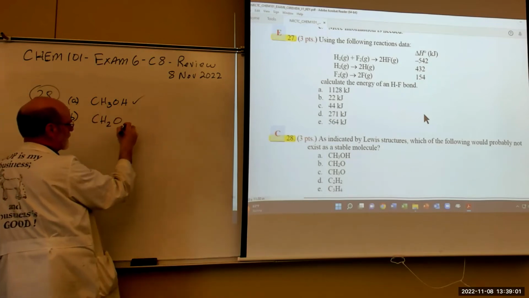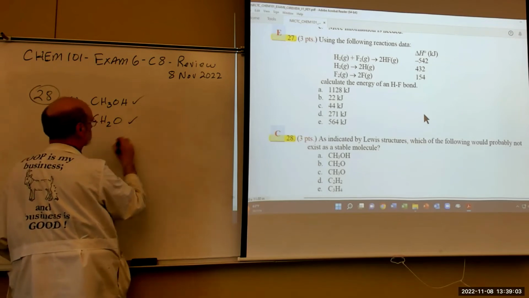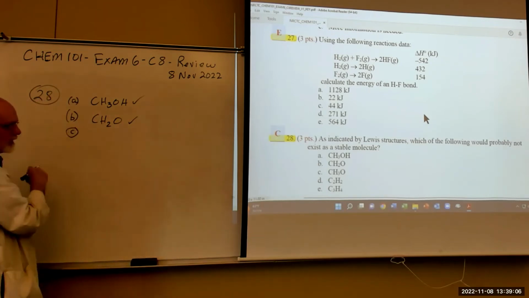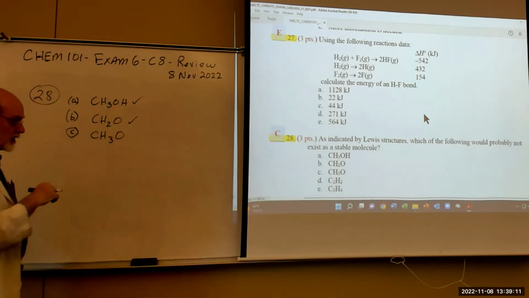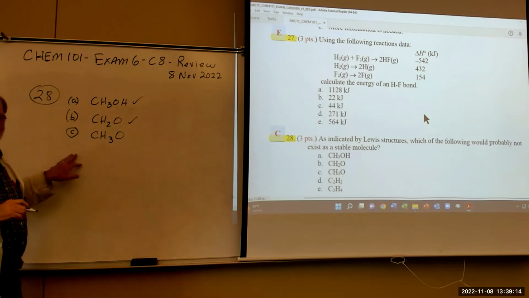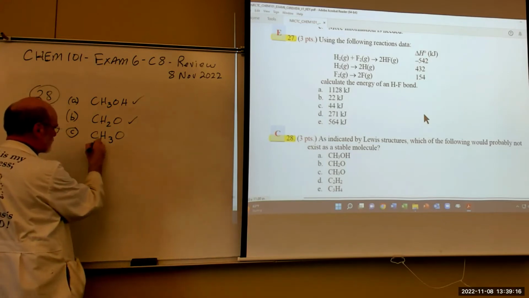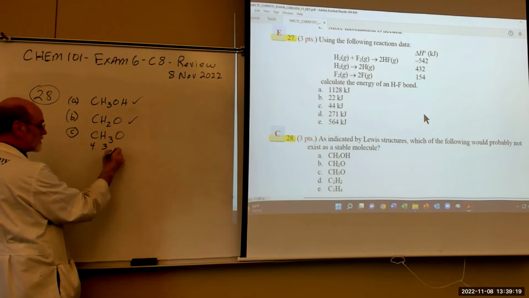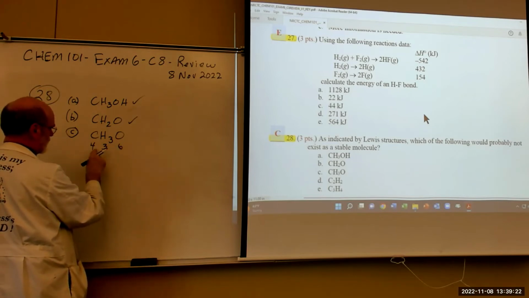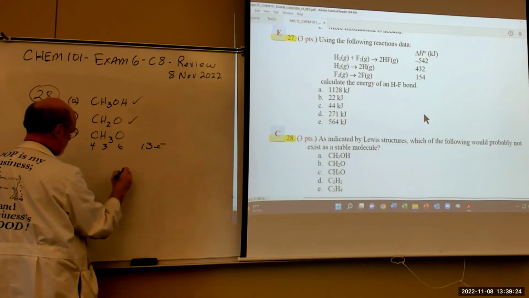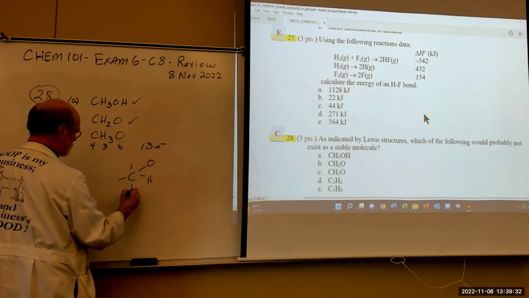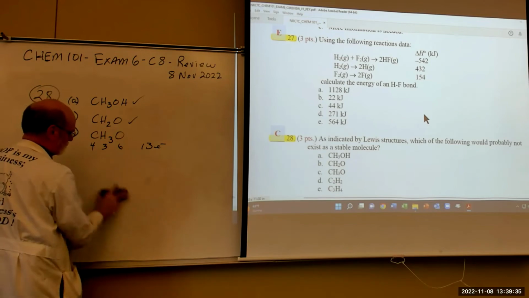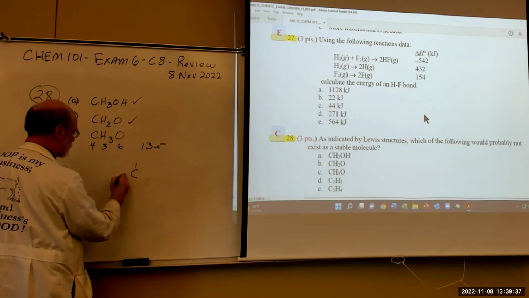CH2O is formaldehyde. That's good. CH3O. Okay. We're going to do this one because it's the answer and we're short on time. So carbon is 4, hydrogen is 3 valence electrons, oxygen is 6. So that's 13 electrons. Okay, so we have carbon in the middle. Oh, excuse me. Start over again. Carbon, 1, 2, 3 hydrogens.